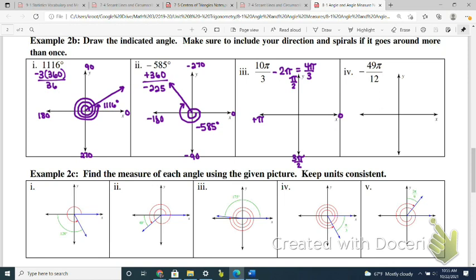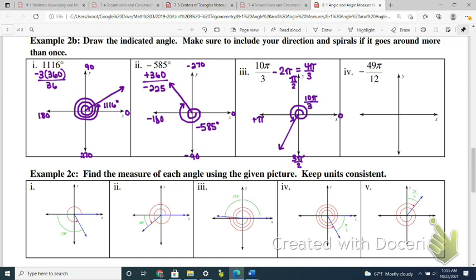So 4/3 pi, if you need to, again, convert it to a degree. You can do that, but when we label it, we're going to label it in radians. So it was 1 complete time around, and then 1 pi more plus 1/3 more of a pi. So that is 10 pi over 3.